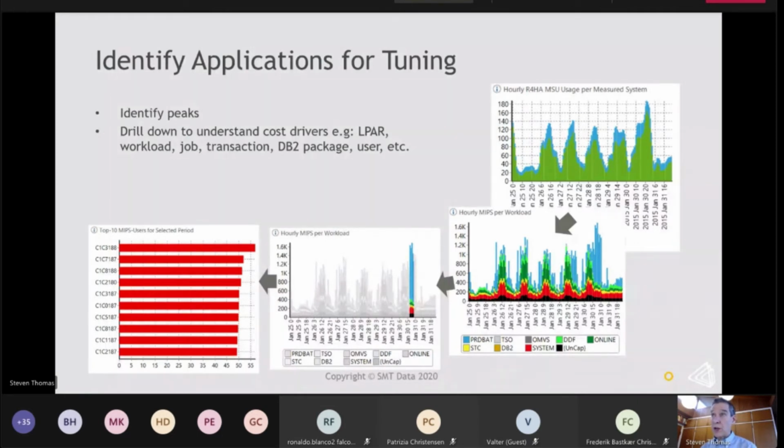Identifying applications for tuning. This is one of my last slides, and this kind of leads into the presentation from DNB, where having the data to go in and understand what's going on during your peak billing hours, breaking it down in terms of workloads, breaking it down in terms of jobs or transactions or DB2 plans and packages is critical for your ability to manage your costs and go in and optimize and reduce your costs. But the next presentation is really going to go into that in a little bit more detail.